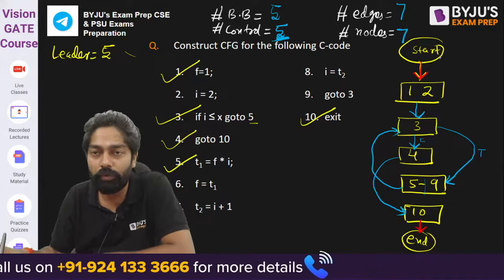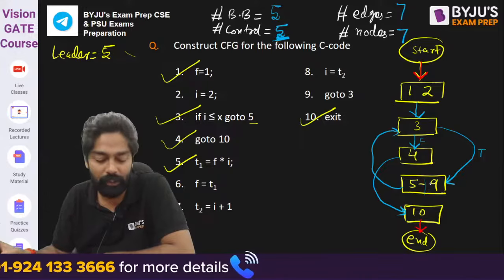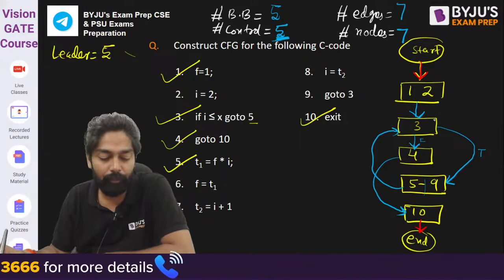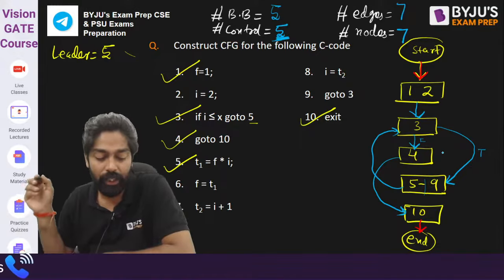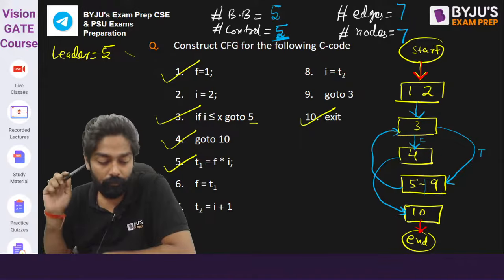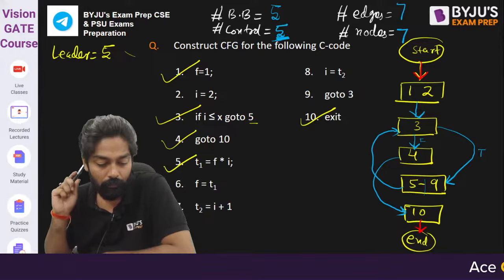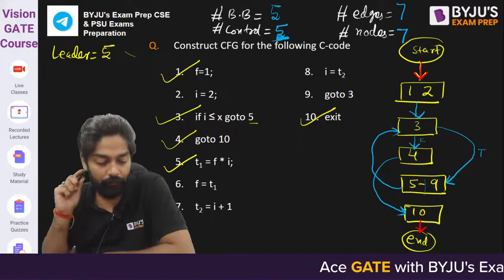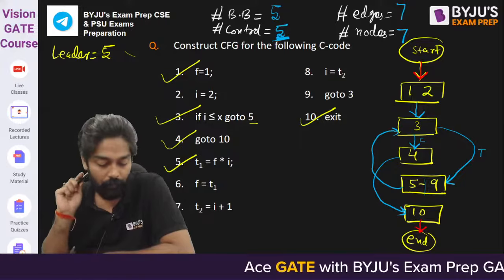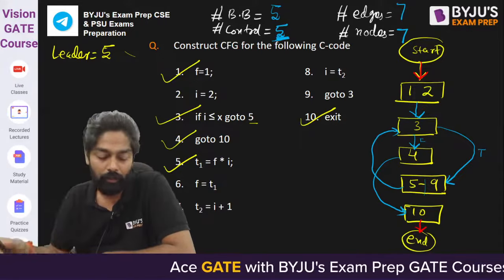And number of nodes, all: basic blocks plus starting and ending. Is it clear? Basic blocks plus starting and ending. Is that clear? Please reply.